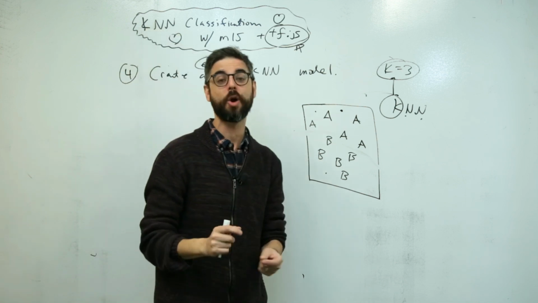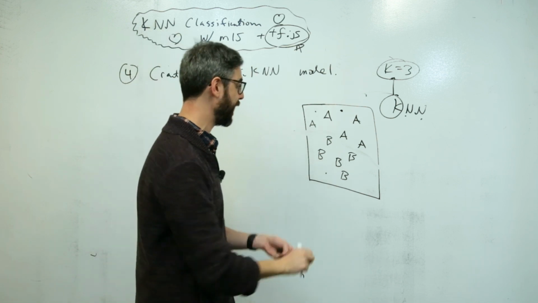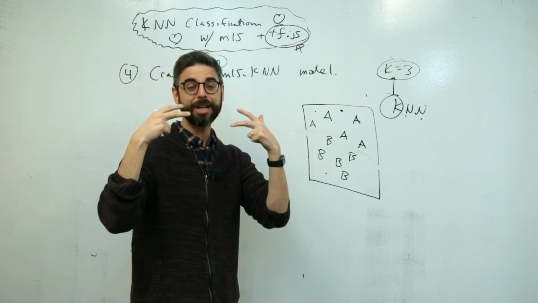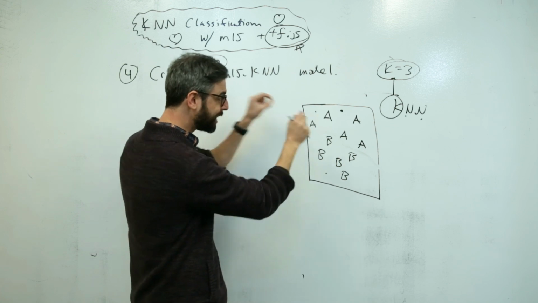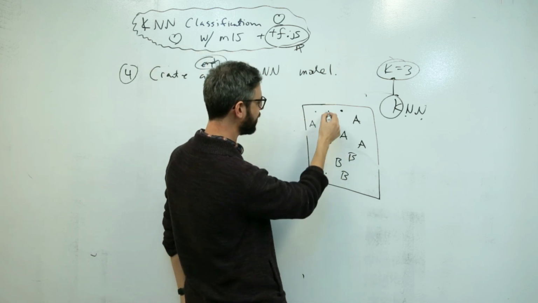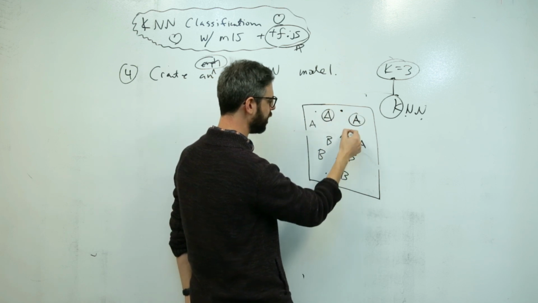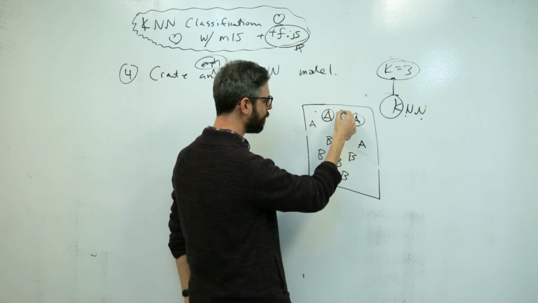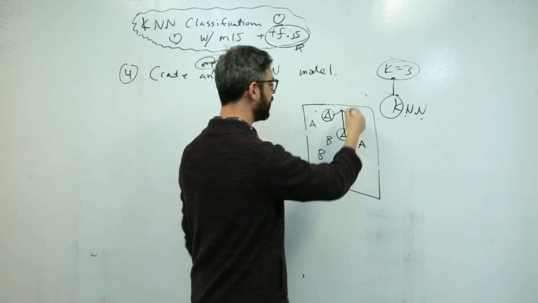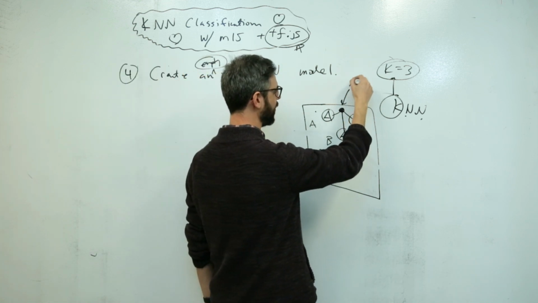I want to look for the 3 nearest neighbors. And in this thing, I mean literally nearest. The Euclidean distance, by proximity in two-dimensional space, which are the nearest? Well, I can eyeball it. I could say, this is the nearest, this is the nearest, and this is the nearest. So these are my 3 nearest neighbors. They all vote, and 3 to 0, this spot gets categorized as an A.